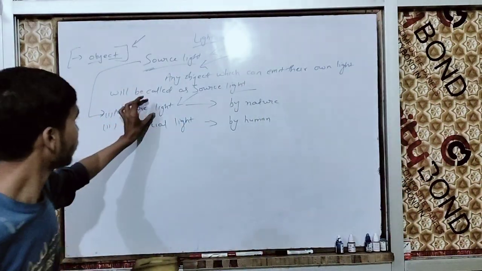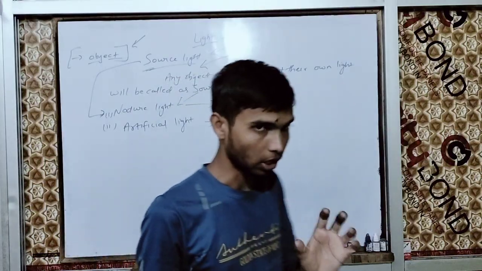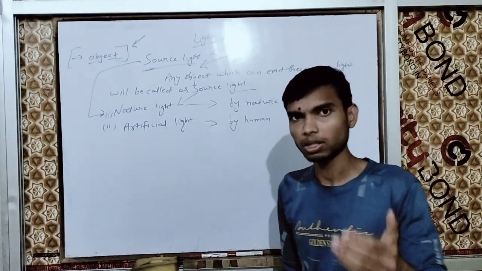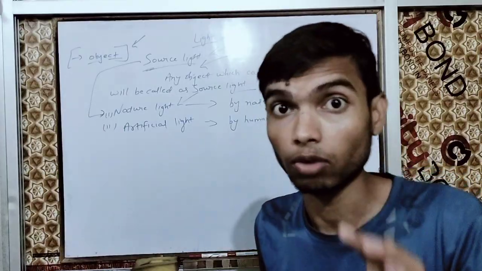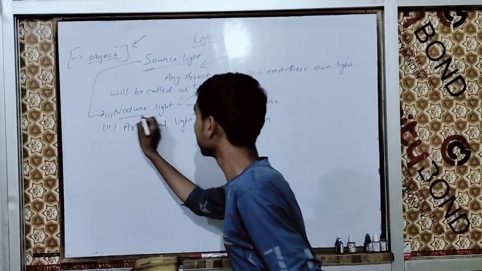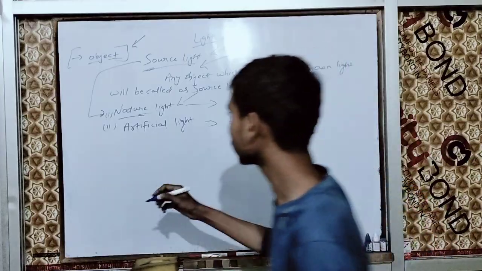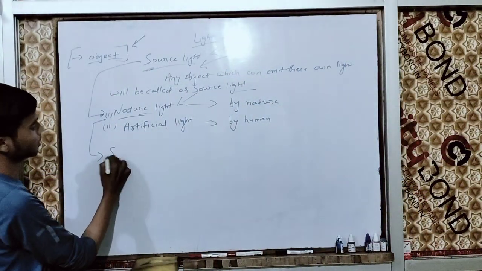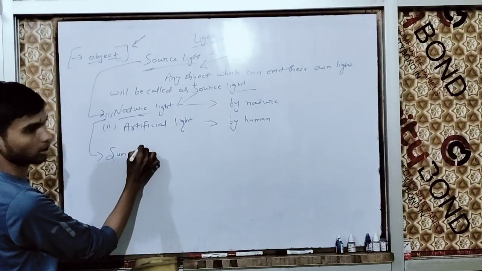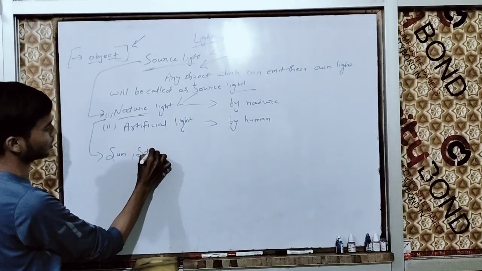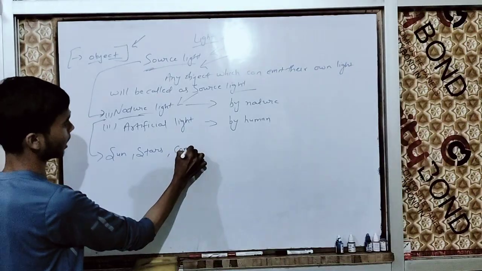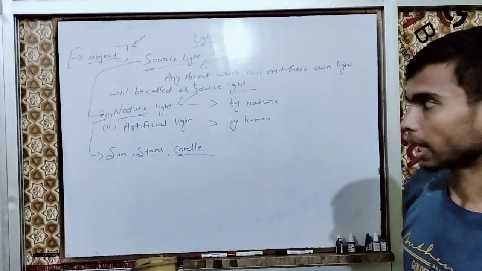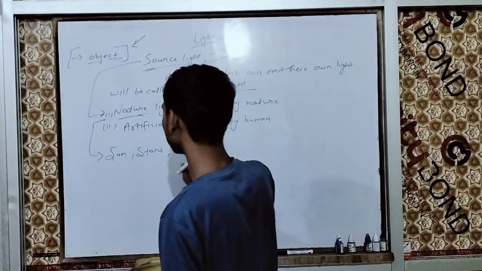Here, an object which can emit its light, we know already. Any object which can emit its own light will be a source of light. Natural lights are, with examples I need to explain it. Sun, I think no more. Stars, candle. I think no, candle is an artificial light.